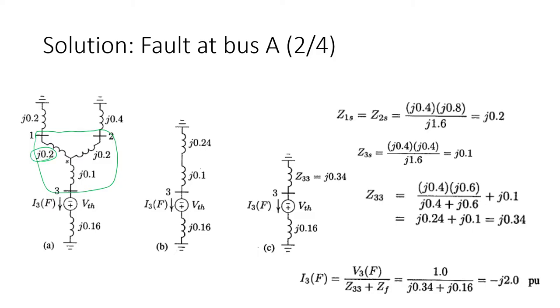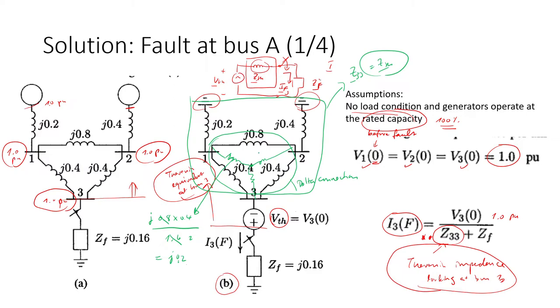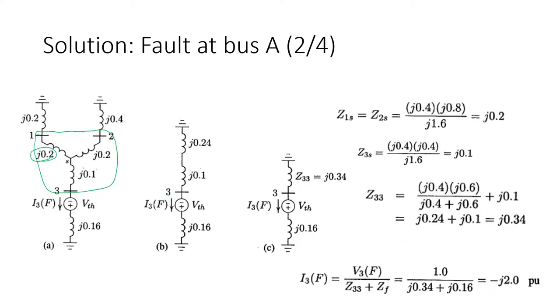This is the result of the equivalence. Similarly, the one between 0.8 and 0.4 can be calculated in the same fashion, so you can see that this is 0.2 also. And the last one, the impedance between 0.4 and 0.4, would become J of the multiplication between the two, 0.4 times 0.4, divided by the sum of all three impedances, which is 1.6. So in this case this is 0.1 per unit, which is here 0.1. So you have transformed the connection between 1, 2, 3 from delta to Y.